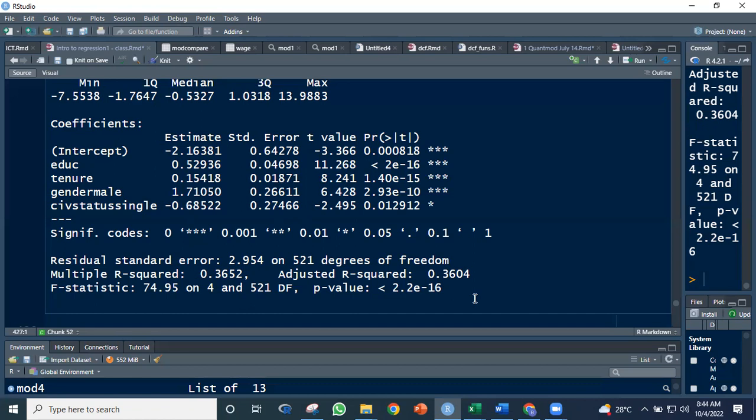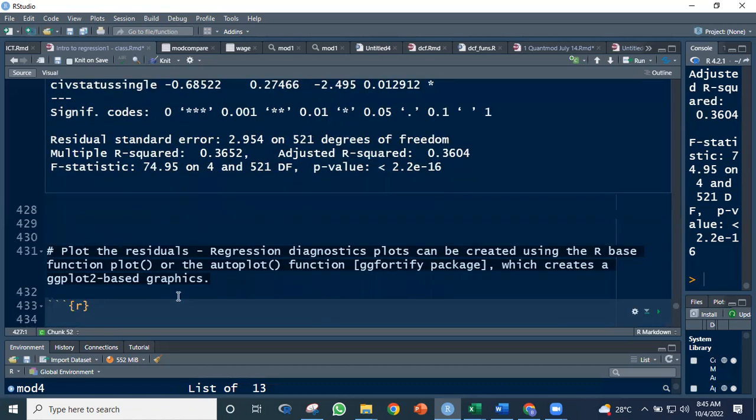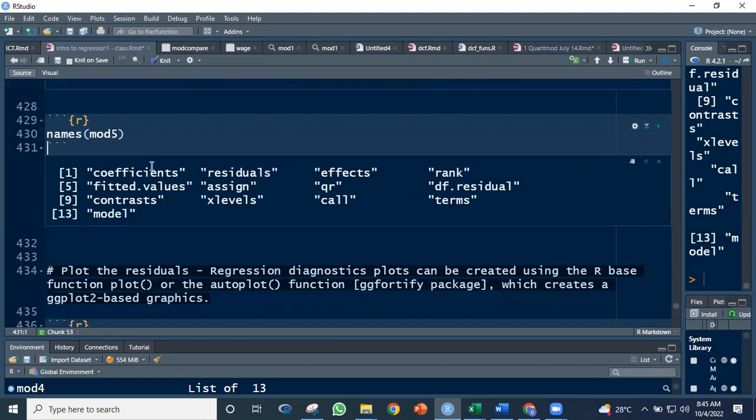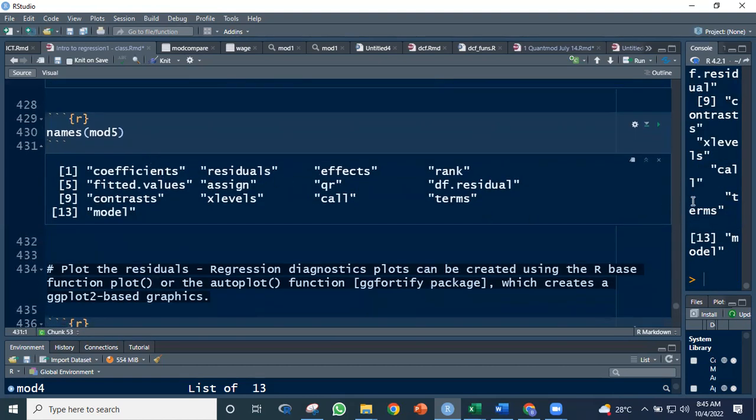Okay, there's statistical reason to believe that at least one of these predictors is not equal to 0. Okay, so that is our model. Now, we've done this before, but what is the content of our model 5? Let's just have a quick review. Model 5. Right, so these are the elements of model 5.